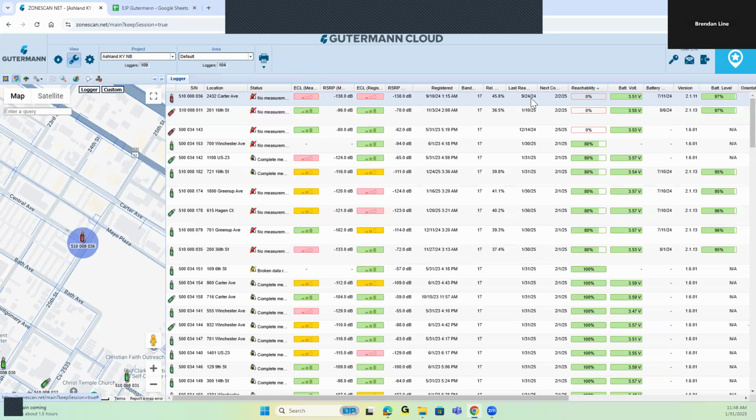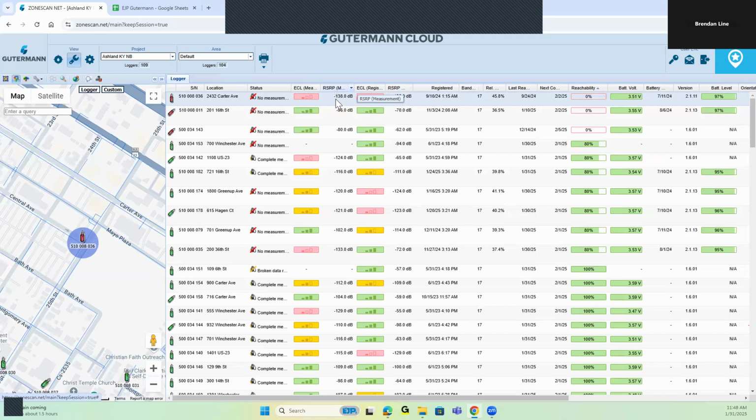A couple other things you can see inside maintenance would be your humidity, which could indicate a possibility of water inside the logger. Your bandwidth is just what band your logger is communicating with, depending on your SIM card. Registered date is the date and time of the last time that logger was reprogrammed. And then there are some other items in here like your reachability, your measurement, and your RSRP.